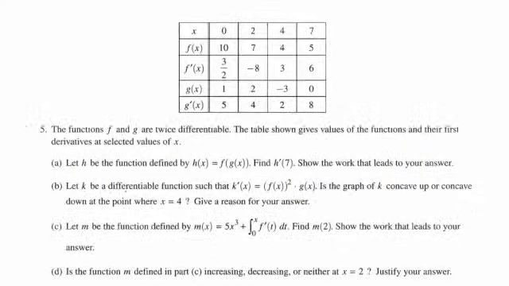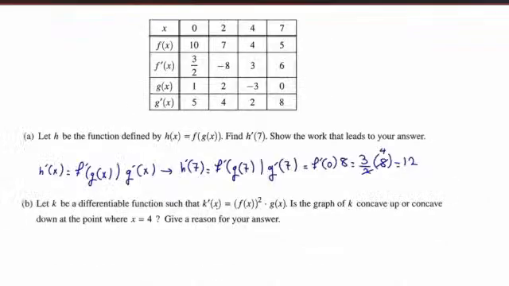Part B says, let k be a differentiable function such that k prime of x equal to f of x squared times g of x. Is the graph of k concave up or concave down at the point where x equal to 4? Give a reason for your answer. Okay, for this part, we should calculate k double prime of x at x equal to 4.